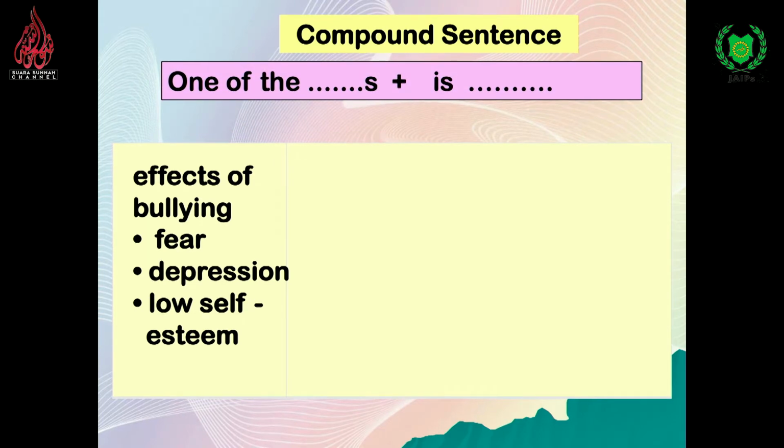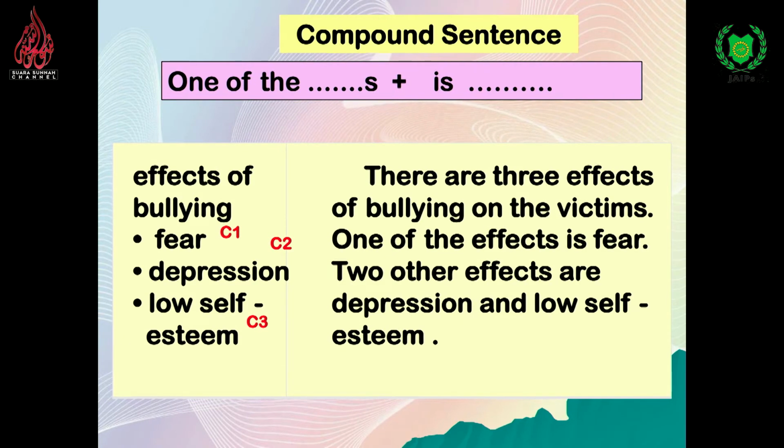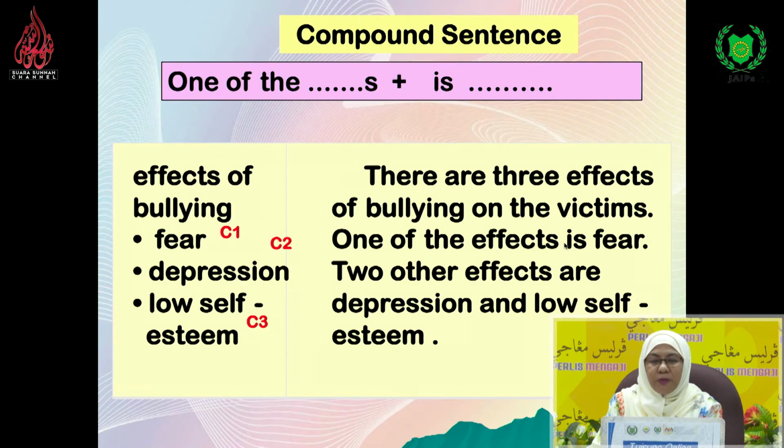And then I always like it when my students use "one of the", because it makes the sentence nicer. For example, there are 3 effects of bullying on the victims. One of the effects. Now, even though it's here, when you see the word effects, it means many. But why are we using "is"? Because we are talking about only one effect. All right. So one of the effects is fear. 2 other effects are depression and low self-esteem. So you are using other forms or other phrases to write your sentences.